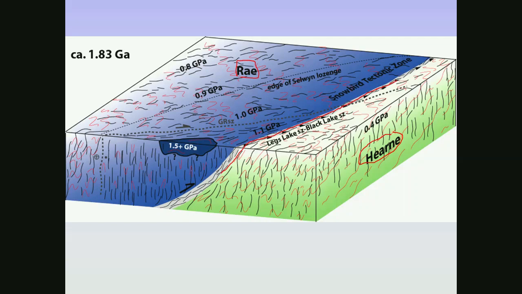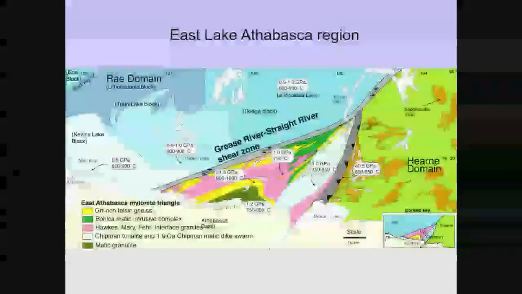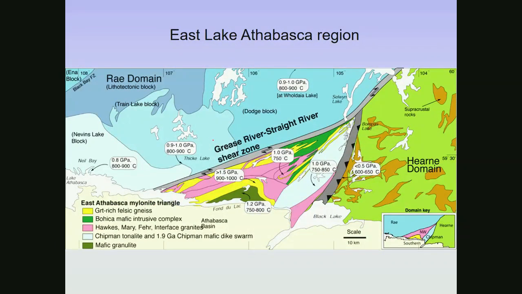And so you're bringing up rocks from 1 gigapascal, very deep within the crust, 35, 40 kilometers depth, over top of rocks that were in the mid-crust, perhaps on the order of 15 kilometers depth. And so that Legs Lake Shear Zone that facilitated the uplift of the Ray domain appears to have been active primarily at 1.83 billion years ago. Now we'll focus on the Grease River, Straight River Shear Zone and how timing constraints were provided for that.